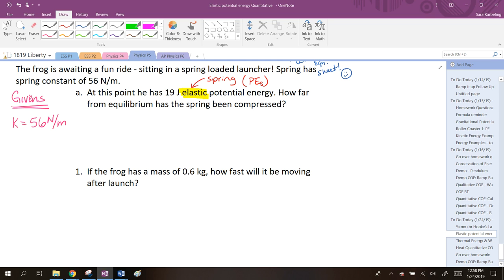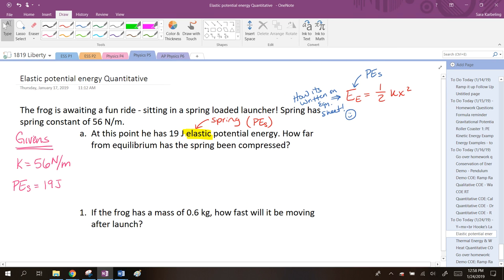What else do you know? Go, Ethan. Again, I want to make sure that it makes sense to you so that you hear it now and you can process it. Elastic potential energy and spring potential energy mean the same thing. I write it as PE sub S, potential energy of a spring. On your equation sheet, it's written as E sub E, and I apologize if that's confusing. You can fix it on your equation sheet right now. But PE sub S is 1/2 kx squared. All right. Any other givens that we have?